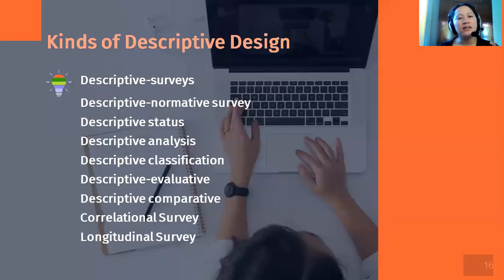So next, I will give you an overview on the kinds of descriptive design. I already mentioned this in my previous lecture video, and I won't attempt to give definitions of all these. I will just describe, because this is self-explanatory.